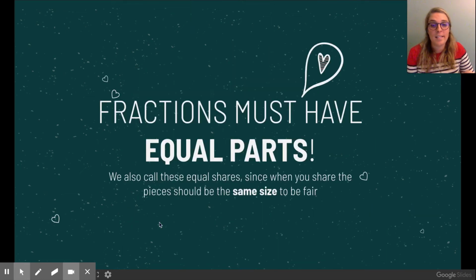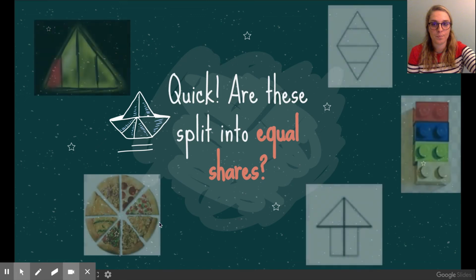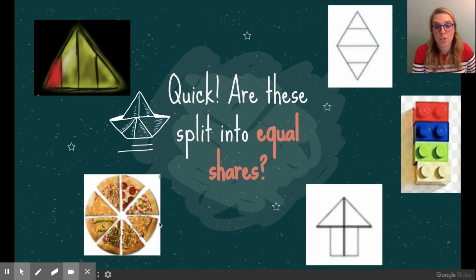Let's practice identifying equal parts together. So, quick. Are the pictures that I'm about to flash you split into equal shares? I'm going to give you about 1 minute to look at each of the pictures, and you're going to decide if those are equal shares. After the minute is up, I will reveal to you, and we can see how we do. Are each of these pictures split into equal shares? You have 1 minute. Go.